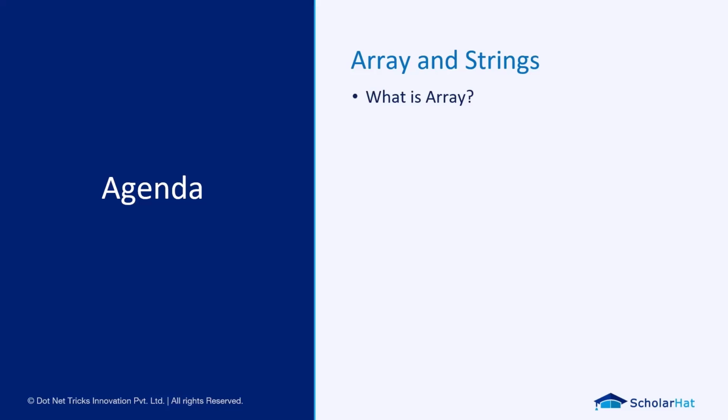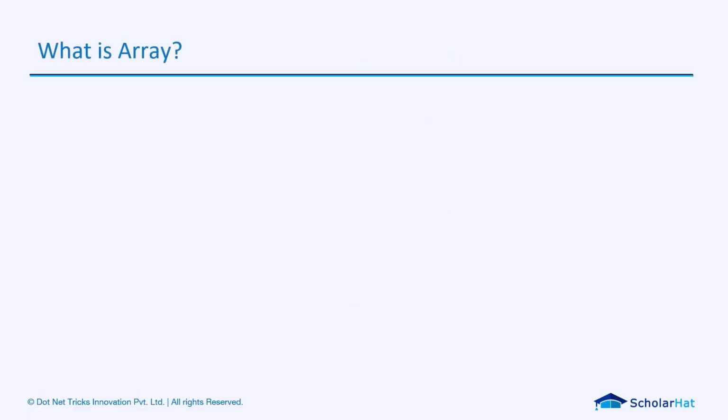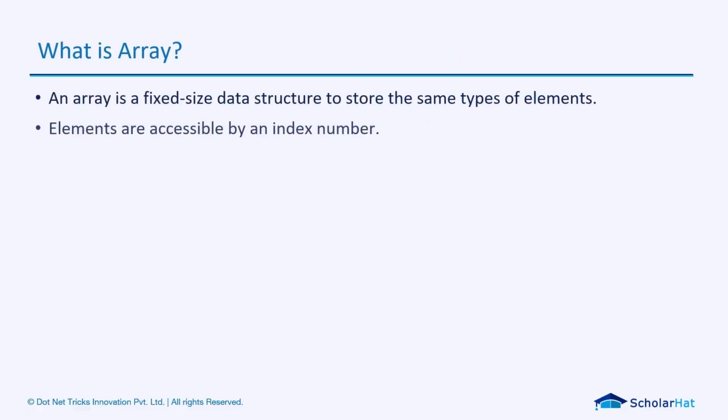So what are the things we're going to cover? What is an array, types of arrays, array operations, array advantages, what are string operations, what is hashing, hash table, and each and everything. So first of all, what is an array?